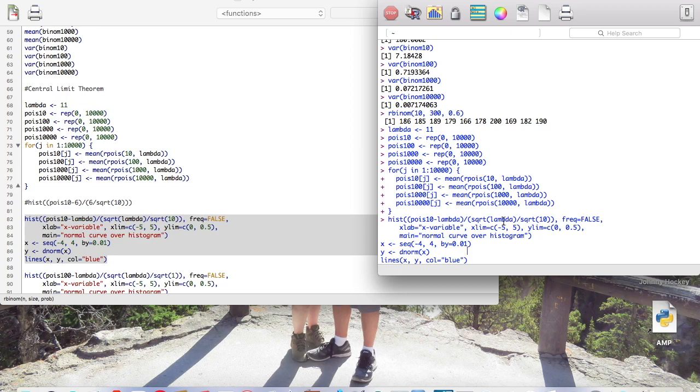And we know from our central limit theorem that if we take the Poisson outcomes, we subtract off the mean of the underlying distribution, so lambda, and then divide by the square root of lambda divided by the number of samples used to make the mean, so in the first case 10, and then in the other cases 100, 1,000, and 10,000, we'll get a standard normal distribution as n increases.